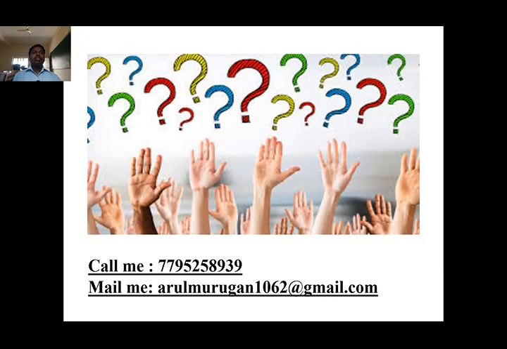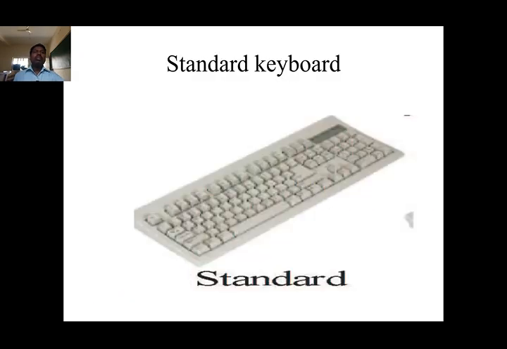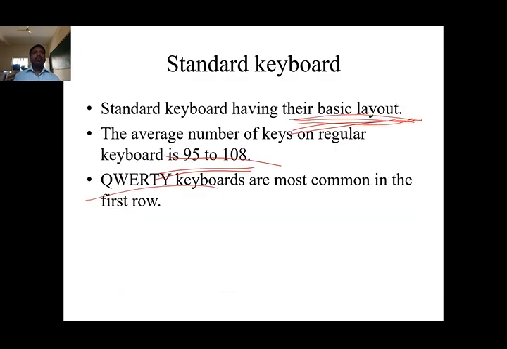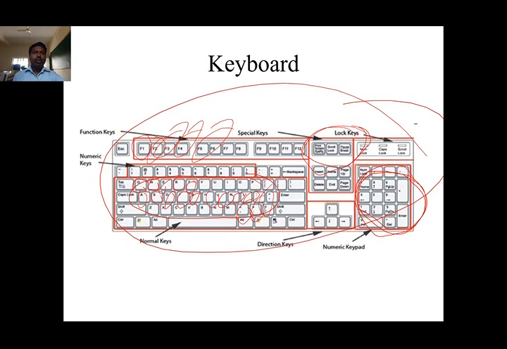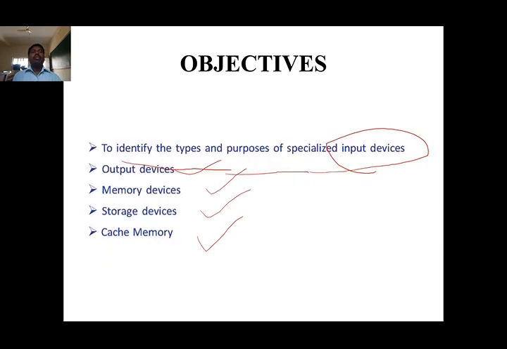Dear students, of the different types of keyboard, today we discussed only 2 types, standard keyboard and ergonomic keyboard. I am going to conclude this video by giving a summary. Today we discussed the objectives. As students, you can easily identify the purposes of specialized input devices, output devices, memory devices, storage devices and cache memory. Once you complete this entire chapter, you will be able to identify different types of these devices.